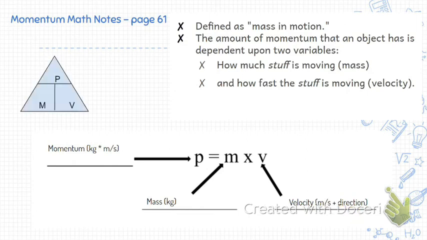Your power triangle looks like this. So momentum equals mass times velocity. It's really important that you take note that momentum's units are very similar to force, but because momentum is dealing with mass and velocity, it's just kilograms times meters per second, whereas force is kilograms times meters per second squared. So just be careful there.